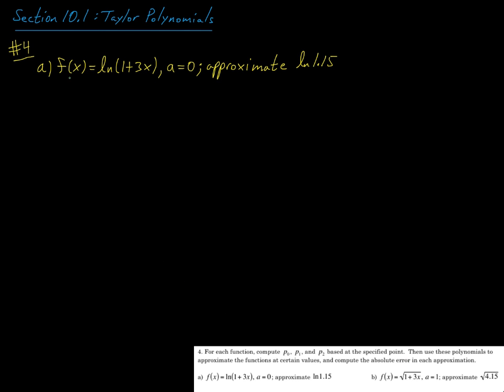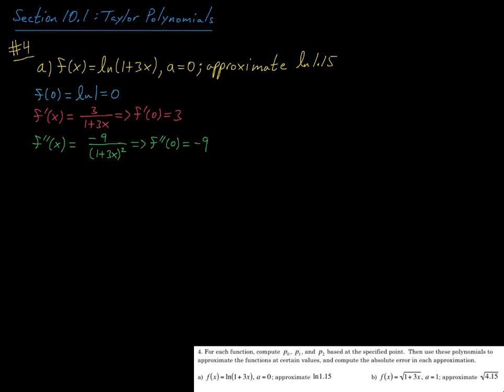And so for part A, we're looking at f of x, which is the natural log of 1 plus 3x. And here our base point a is 0. And so to construct the Taylor polynomials up to p2, I want f of 0, f prime of 0, and f double prime of 0. Okay, so f of 0, that's the natural log of 1, and that's equal to 0.